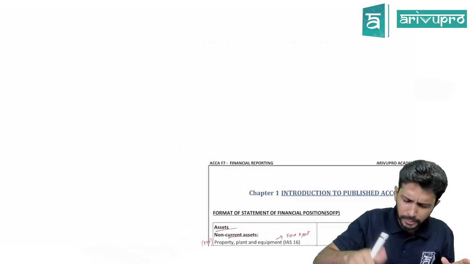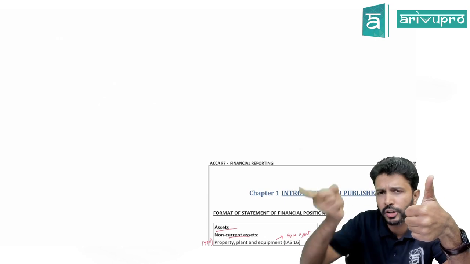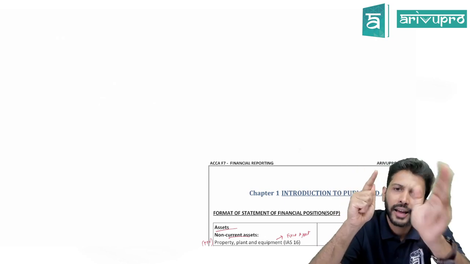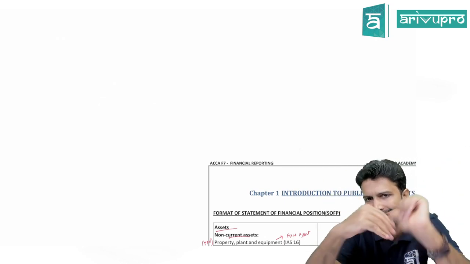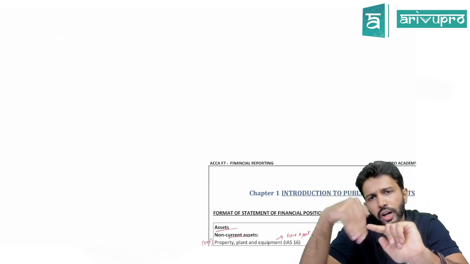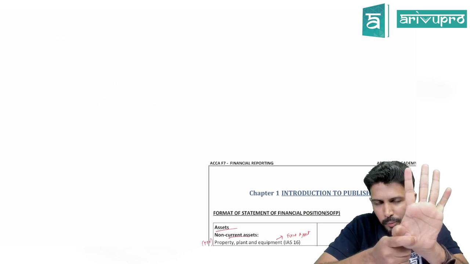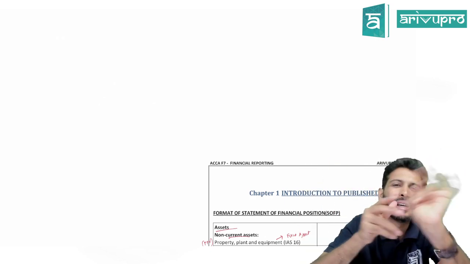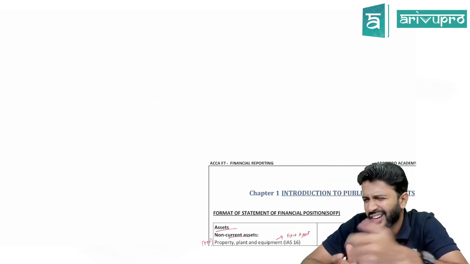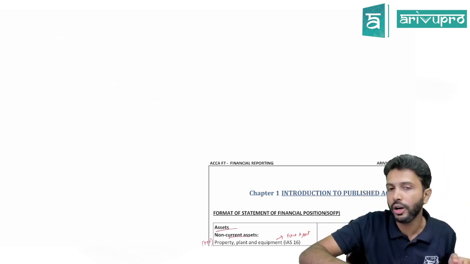Let's test our memory, because this is just a pure memory game. The format you need to remember. Let's trace it back again. Instead of balance sheet, we call it the statement of financial position, or SOFP. The first heading is assets. Under assets, non-current assets. Under non-current assets, the first one is PPE, property, plant and equipment, some investments if you have any, and some intangible assets if you have any. Those are your non-current assets components. Next is your current assets, which is your inventory, trade receivables, cash, and any assets held for sale if you have any.